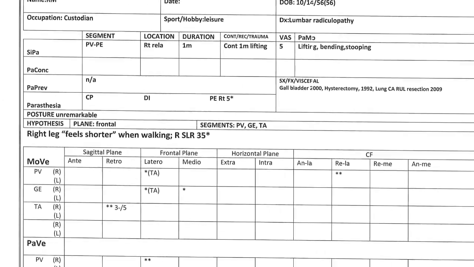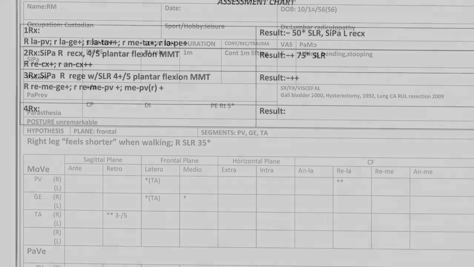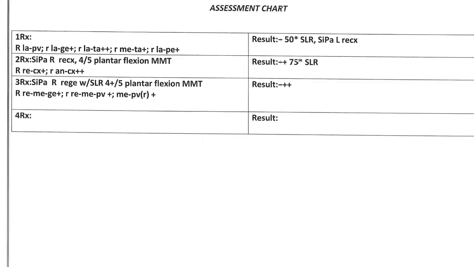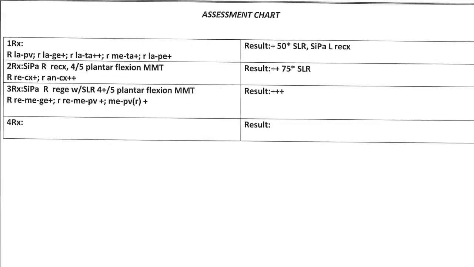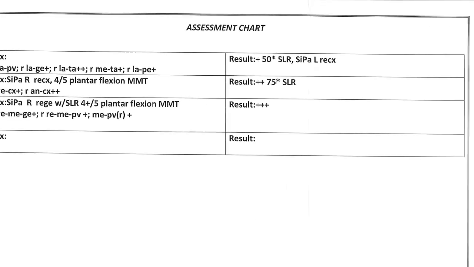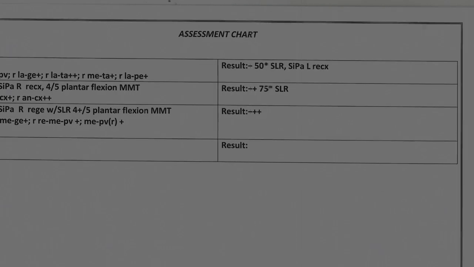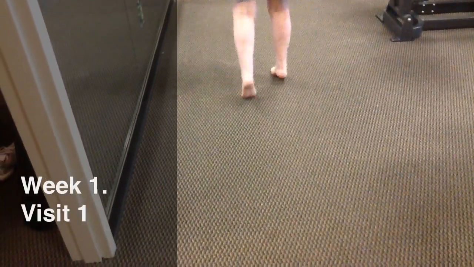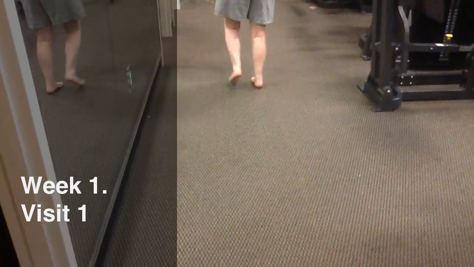You can see from the assessment chart that she had limitations with straight leg raise at 35 degrees, and also no changes in deep tendon reflexes. Most significantly, she had weakness in the ankle plantar flexors and described that her right leg feels shorter. You can see from the video that she has difficulty in maintaining a plantar flex position on the right, and the further she walks, the more difficult it is for her to maintain.